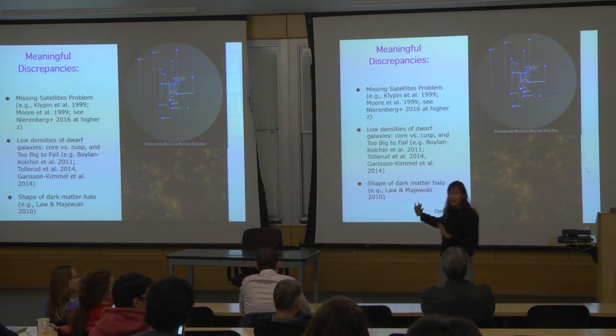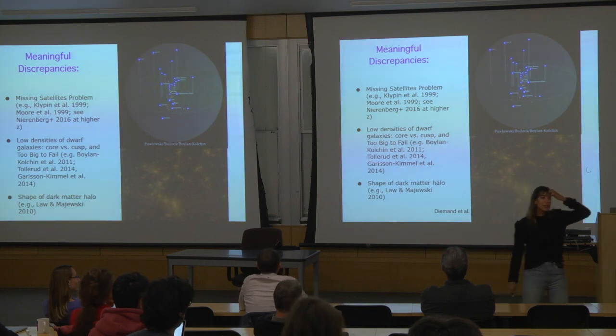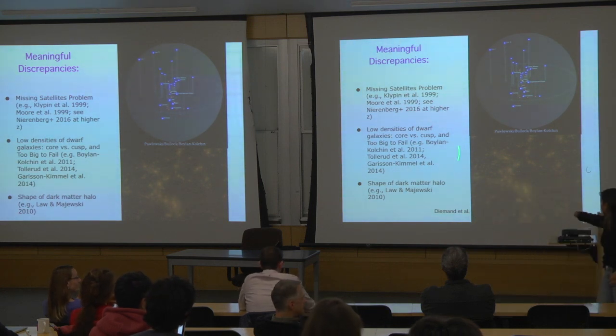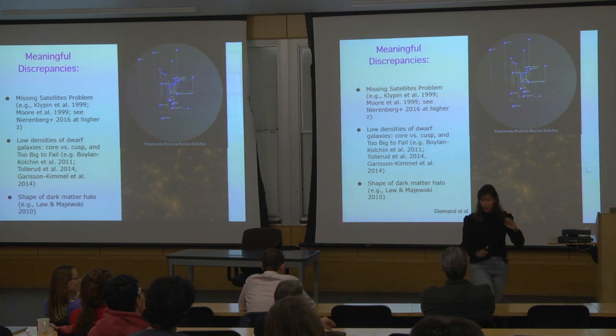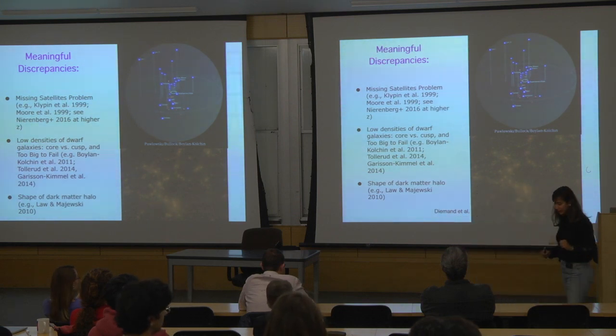But as I said, this was a long-winded explanation to say that what you should take away from point number 2 here is that the densities of dwarf galaxies seem to be much lower in reality than what cold dark matter-based simulations are predicting.